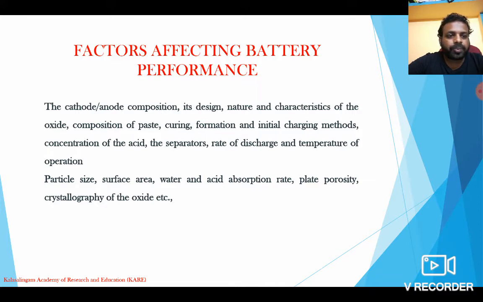The temperature plays a major role. If the temperature is very high, around more than 100 degrees centigrade, it definitely affects the chemical reactions. And if the temperature is less than 0 degrees centigrade, it also affects the chemical reaction. So it causes poor battery efficiency. These are some important factors that affect the performance of the battery.